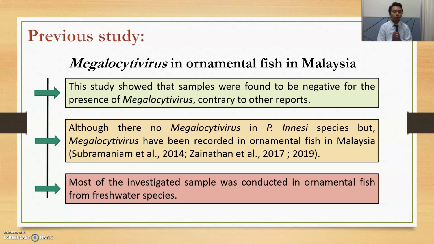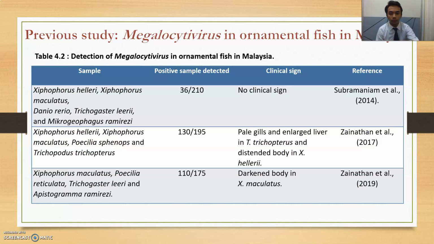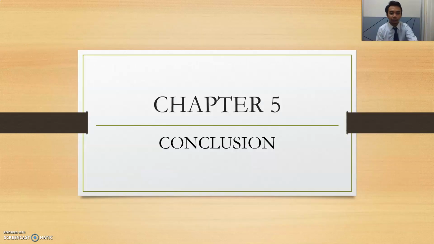Although there is no megalocytivirus in neon tetra species, megalocytivirus has been recorded in ornamental fish in Malaysia. Most of the investigated samples were from ornamental fish of freshwater species. As you can see from table 4.2, these are the species that were investigated in the literature from Malaysia.